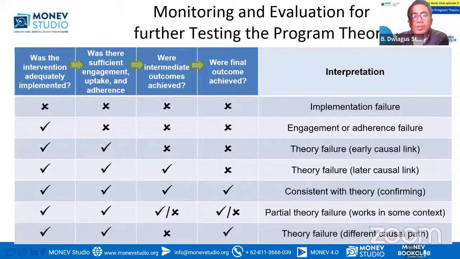And you can use the program theory also for further testing the program theory itself. Like in the book, it puts nice diagrams about it as well. So as you can see here, you can check whether this is a total implementation failure. Is it something wrong in the engagements? Is it something wrong with the theory? Is it some partial failure in the theory sometimes? And what is actually causing the failure there?